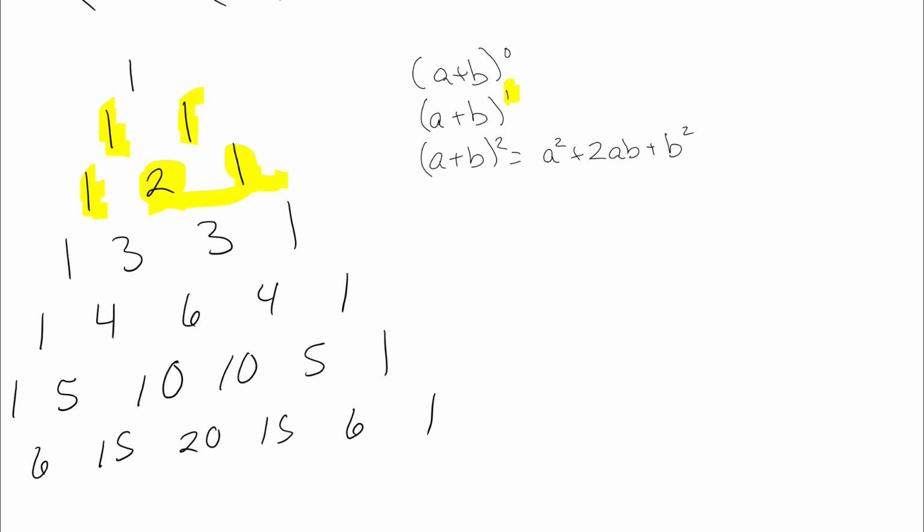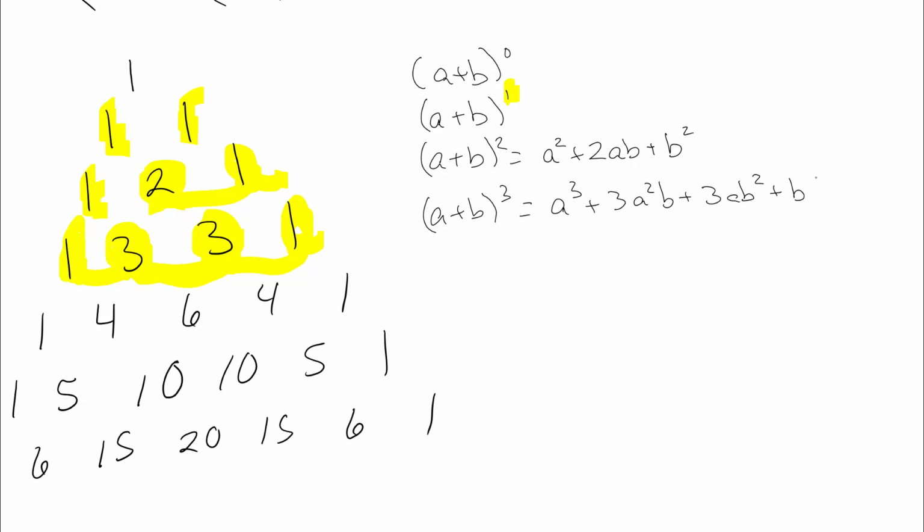Again, a plus b cubed is 1a cubed plus 3a squared b plus 3ab squared plus 1b cubed. I'll write that out, it's just easier. A cubed plus 3a squared b plus 3ab squared plus b cubed. And so basically if I wanted to come down here, I could do this. So this is 3, 4, 5, 6.